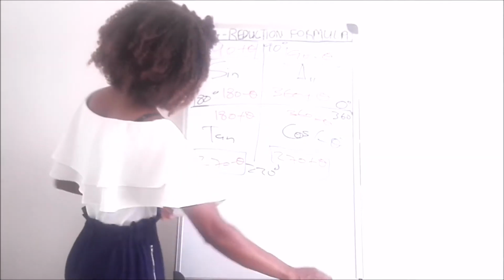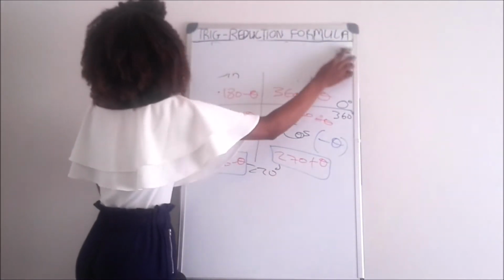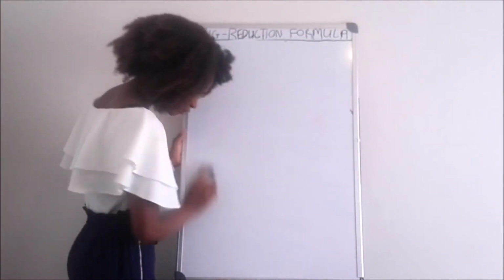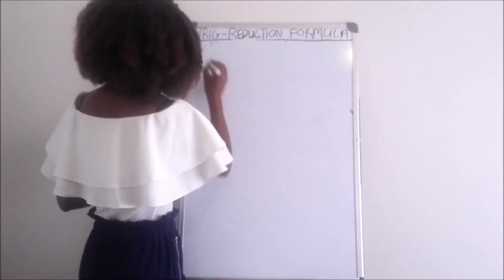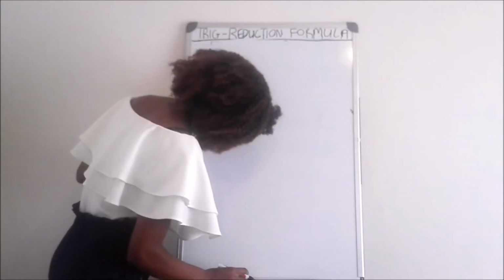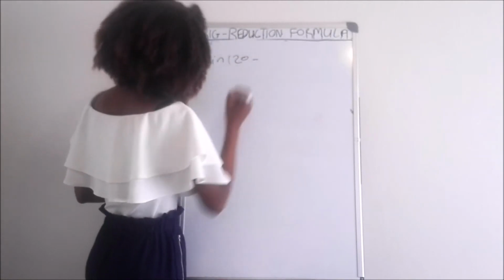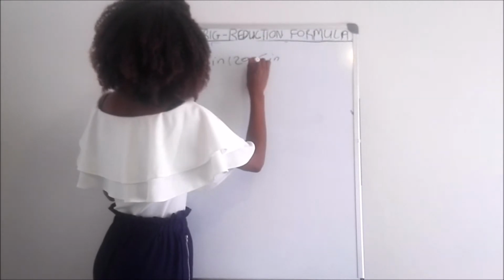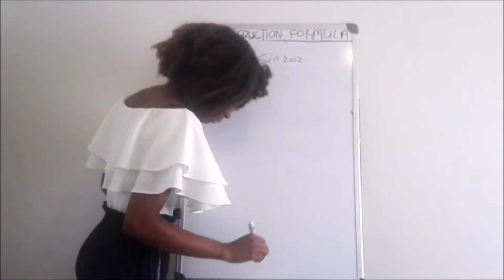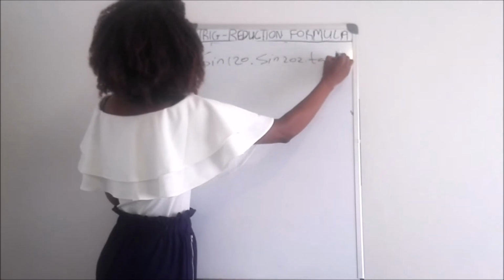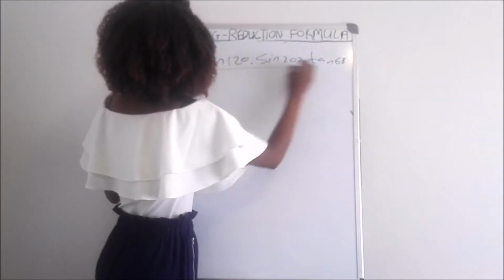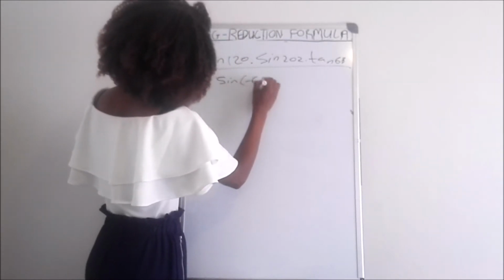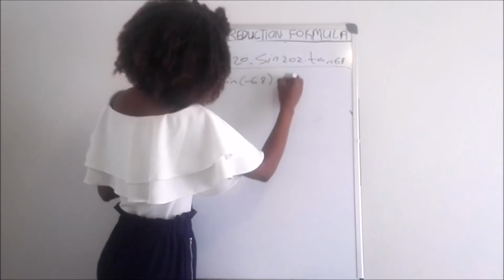Alright, let's go straight into an example to see how we can approach questions on reduction formulas using this Cartesian plane. The first one is sine 120 multiplied by sine 202 multiplied by tan 68, divided by sine of negative 68, multiplied by tan 420.